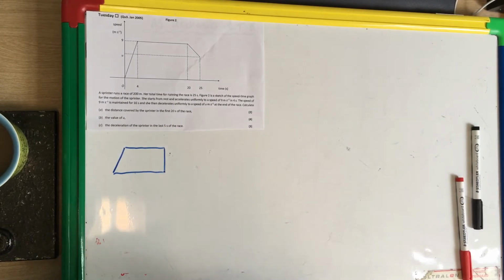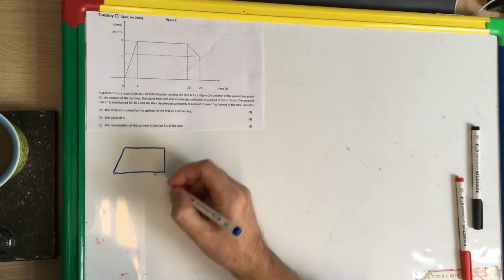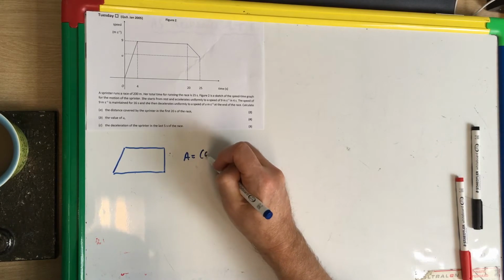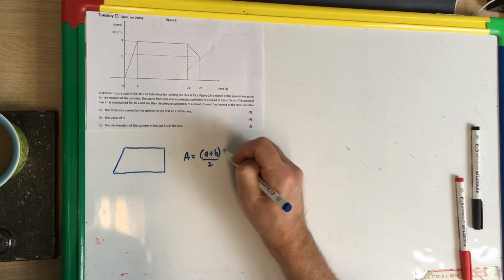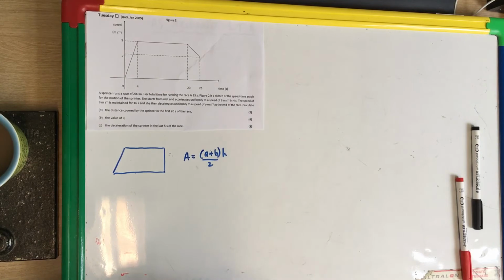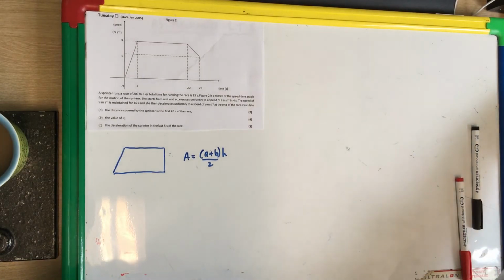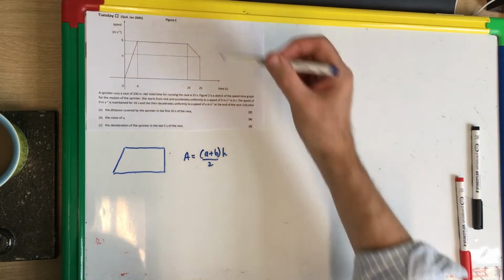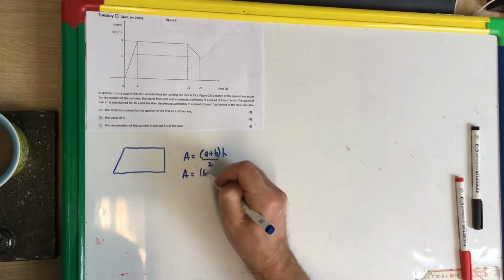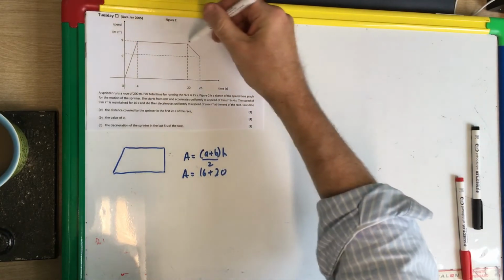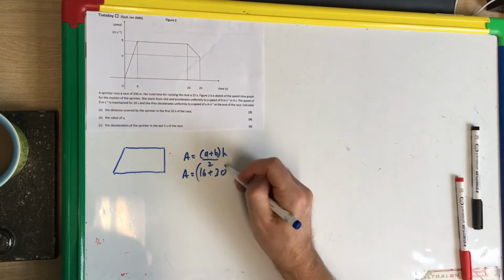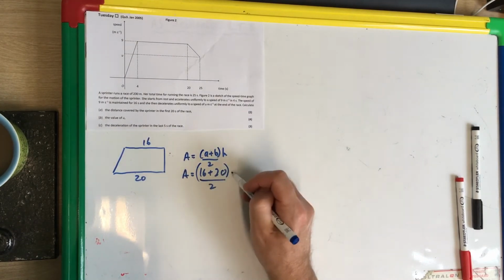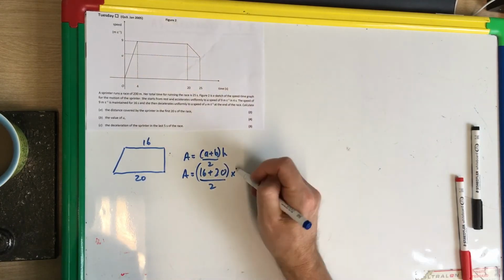Well, how do we find the area? From just GCSE, it is a plus b divided by 2 times h, isn't it? Or h over 2 times a plus b for the area of a trapezium. So we've got the 2 parallel sides, so it's 16 plus 20. The top is 16 and the whole bottom is 20. Divided by 2 and times the height, the distance between them, which is 9.